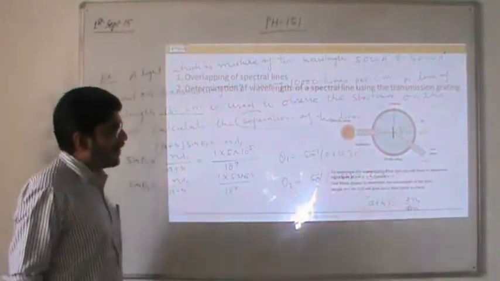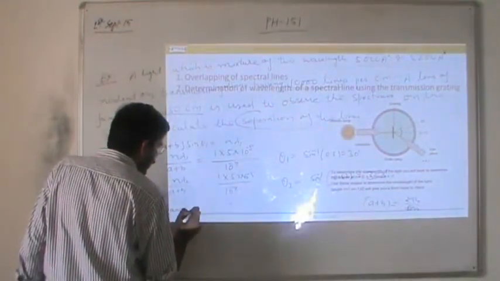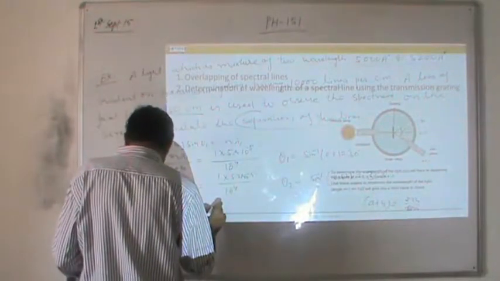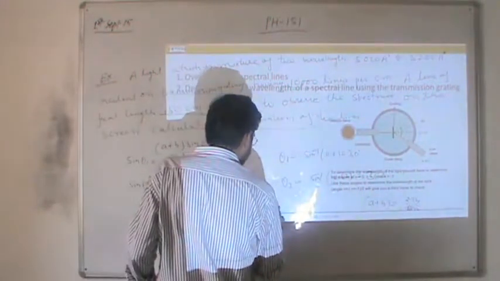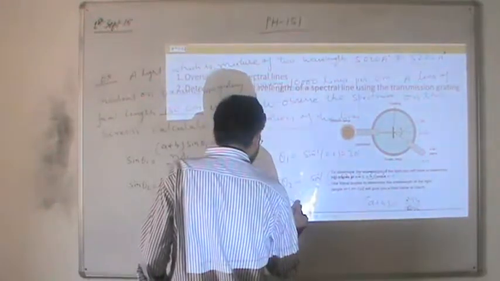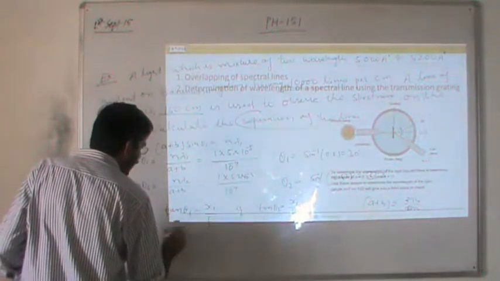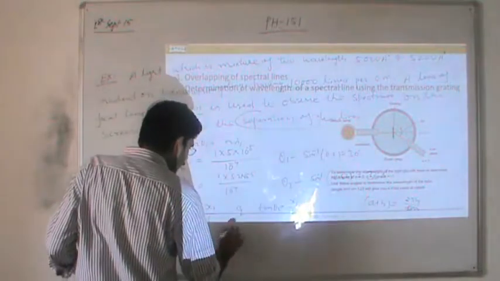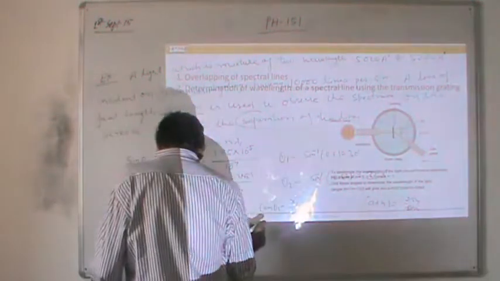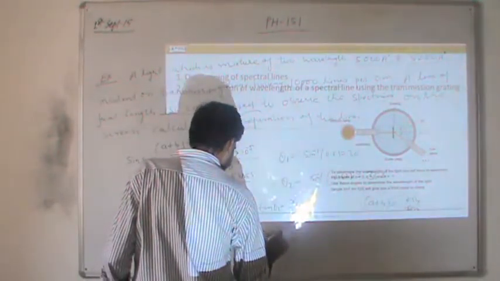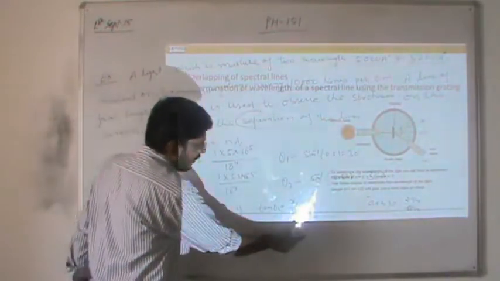Now if we use the lens equation, tan theta 1 is equal to x1 upon focal length f, and tan theta 2 is equal to x2 upon f. Therefore the spectral width, x2 minus x1, will be f multiplied by tan theta 2 minus tan theta 1.